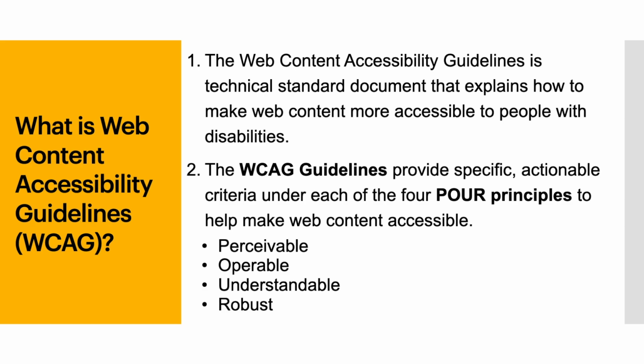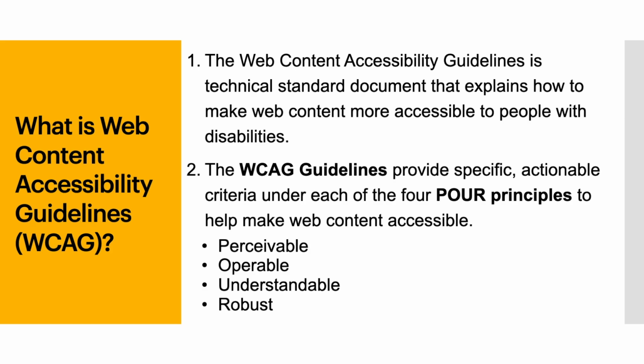The first one is perceivable, which means that the information must be presented in ways that users can recognize. This includes providing text alternatives for non-text content, captions for videos, and ensuring content is distinguishable through color and contrast. And the second one is operable, meaning users must be able to navigate and interact with content. So this means supporting keyboard navigation, ensuring sufficient time for interaction, and designing content that doesn't cause seizures, for example. And the third one is understandable.